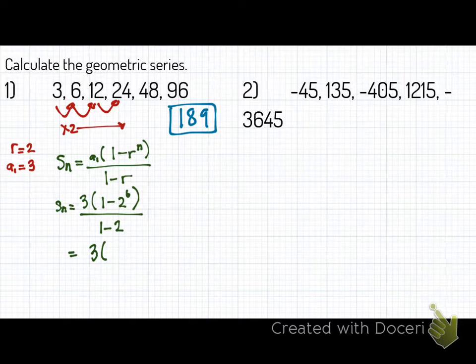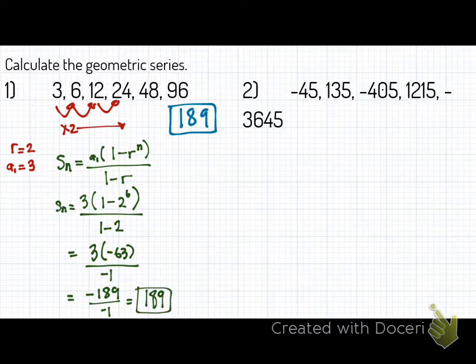So then what's 1 minus 64? Negative 63. Good. And then in the denominator, it's its own set of parentheses too, so we got 1 minus 2, which is negative 1. And then, of course, 3 times negative 63 is negative 189, right? Divided by negative 1. What's negative 189 divided by negative 1? 189, right? Isn't that the same answer we got when we added it all together? Yeah.